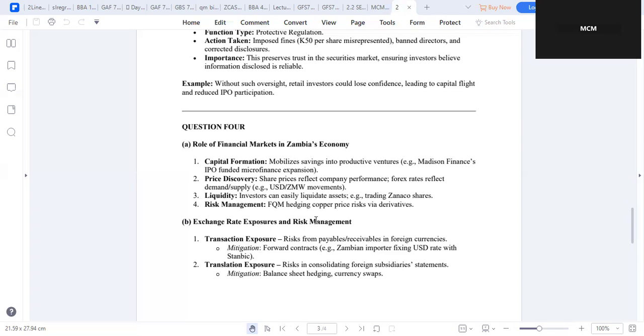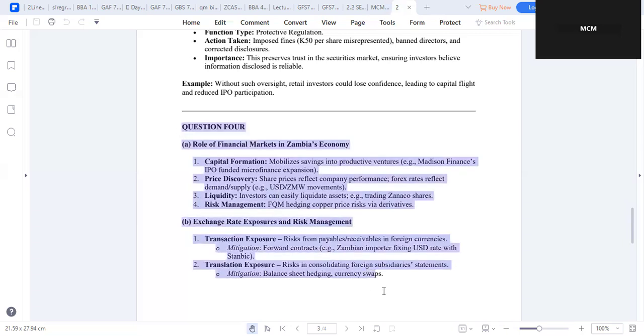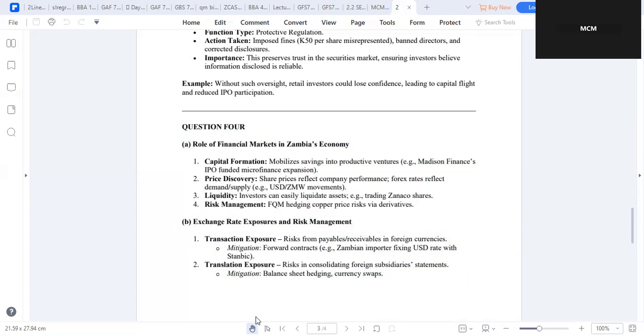Liquidity, another role that financial markets have is that of liquidating assets. For instance, if you are trading, you would want to access money as quickly as you can. It is these markets that will help you turn your assets into readily available cash.